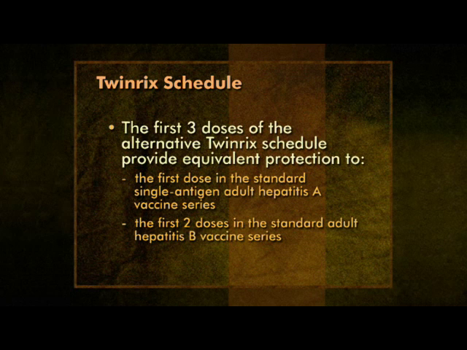Based on immunogenicity data submitted to the Food and Drug Administration and in the medical literature, the first 3 doses of the alternative Twinrix schedule provide equivalent protection to the first dose in the standard single antigen adult hepatitis A vaccine series and the first 2 doses in the standard adult hepatitis B vaccine series. ACIP has not made a recommendation for the use of this schedule. It is our opinion that the standard schedules of either Twinrix or single antigen vaccines should be used whenever possible for 2 reasons. The first is cost.